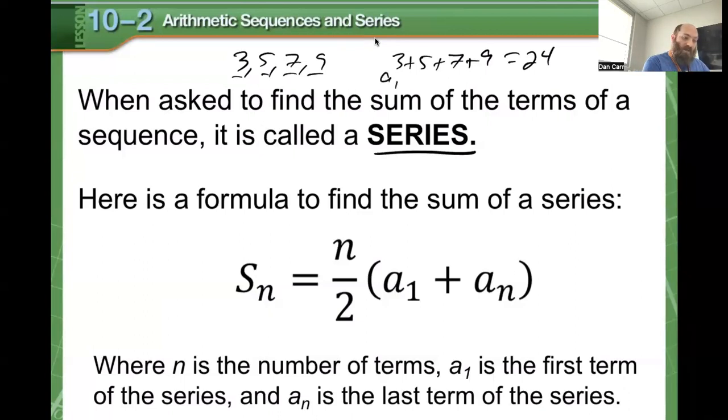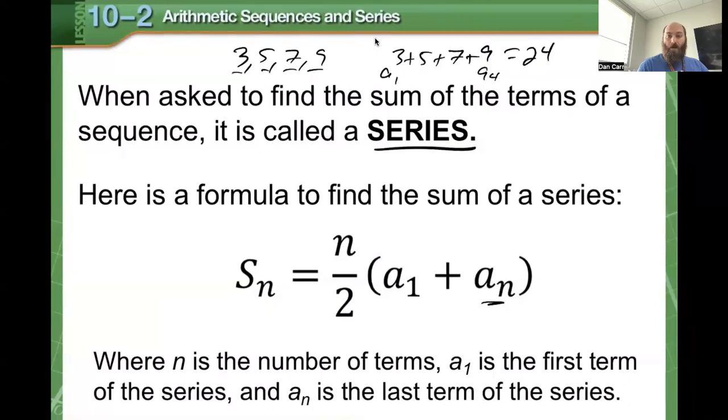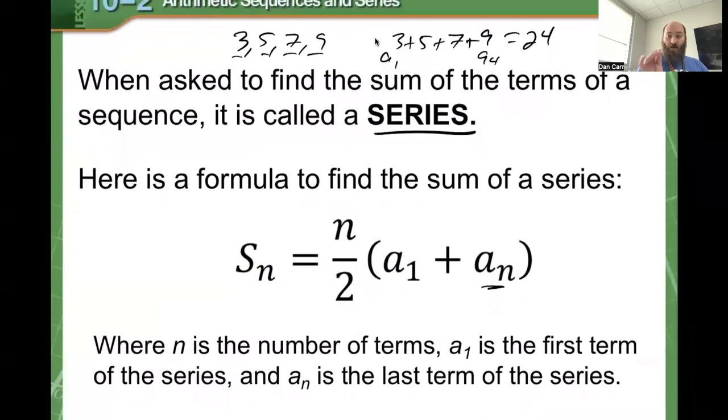We look at the first term, a sub 1. We look at a sub n, which is the last one. So in this case it will be a sub 4. Okay, the formula is going to use this setup. N is the number of terms. A sub 1 is the first term. A sub n is the last term. We just plug these numbers in.